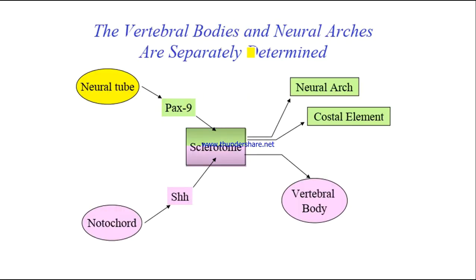So the vertebral bodies and neural arches are separately determined. What we have is the neural tube that we can see here, and the notochord that we can see here, and we have PAX9 and SHH in relation to the sclerotome. Now this is going to depend on whether we get formation of the neural arches and the costal element, or, via the notochord and SHH, the vertebral body itself.